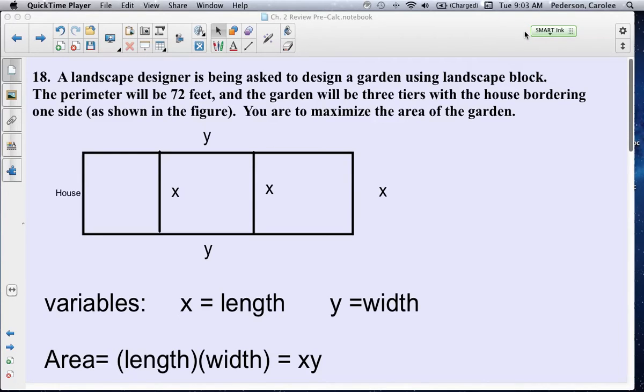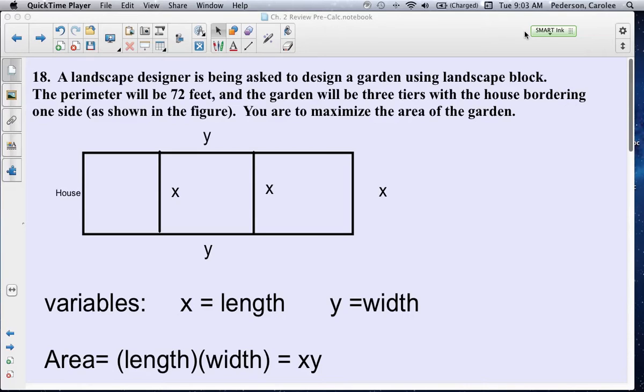The chapter review, question number 18. The question says, a landscape designer is being asked to design a garden using landscape plot. The perimeter will be 72 feet, and the garden will have 3 tiers with the house bordering one side as shown in the figure. Make sure you had that on your worksheet too. You are to maximize the area of the garden.